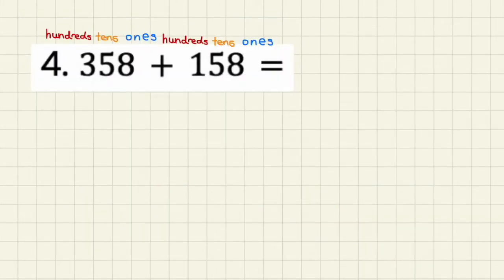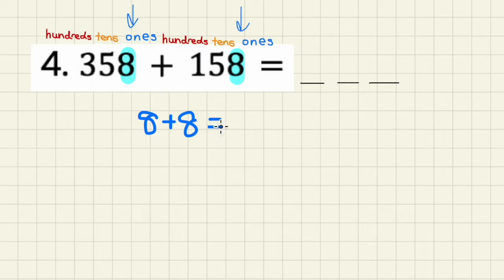Question 4 is 358 plus 158. And this time, let's try a different method. We can actually solve this just using horizontal form. So our first step is again to start calculating and adding up the ones place. As you can see on the screen, it is 8 plus 8. So do you know what 8 plus 8 is? That's right, it is 16.